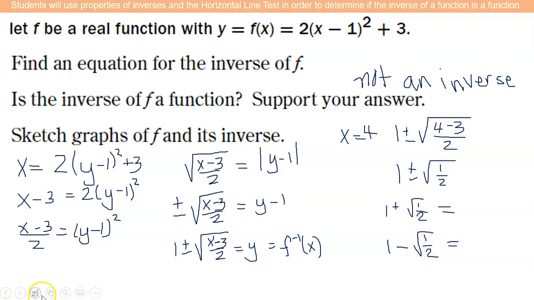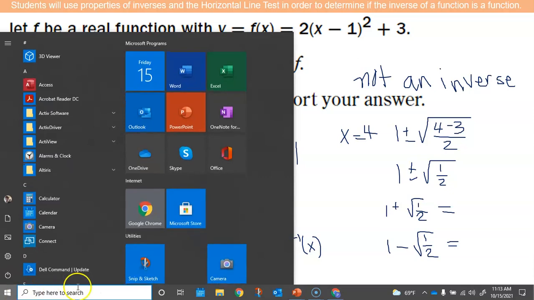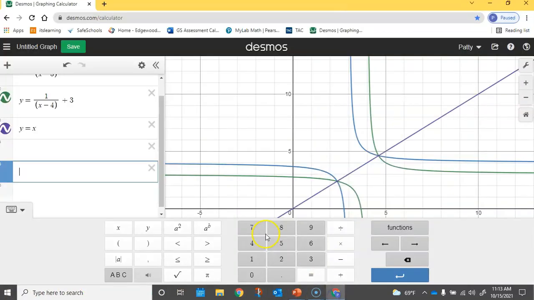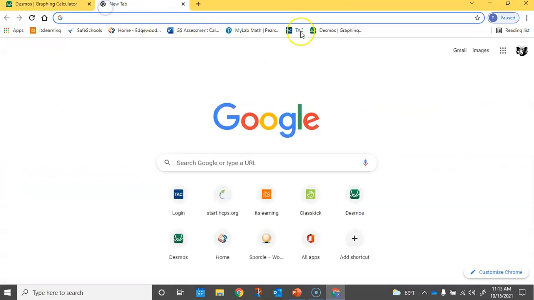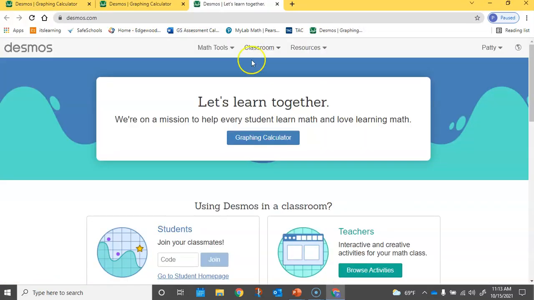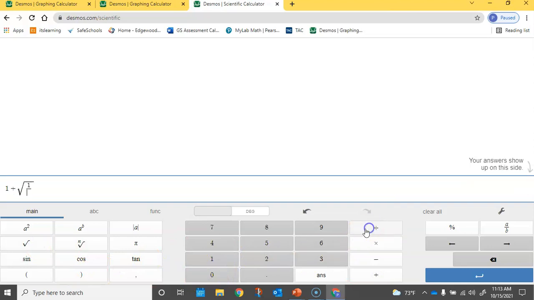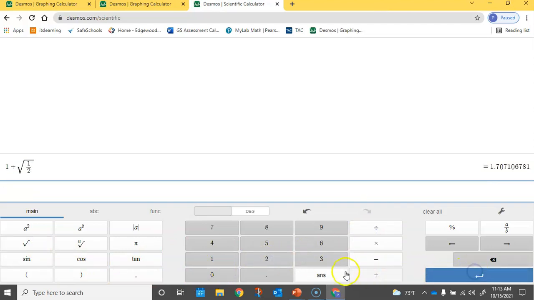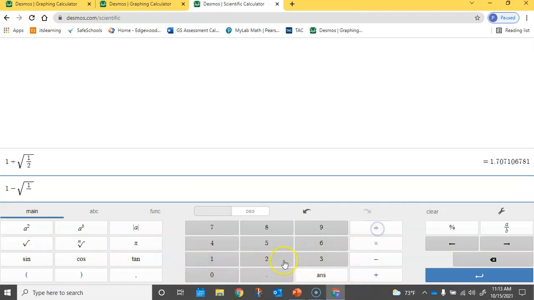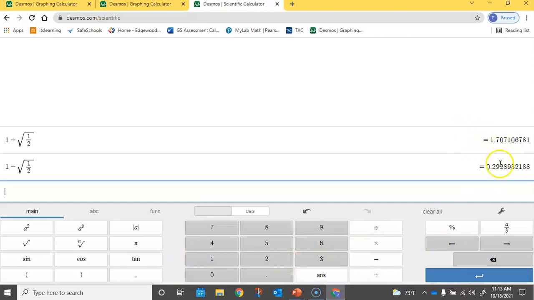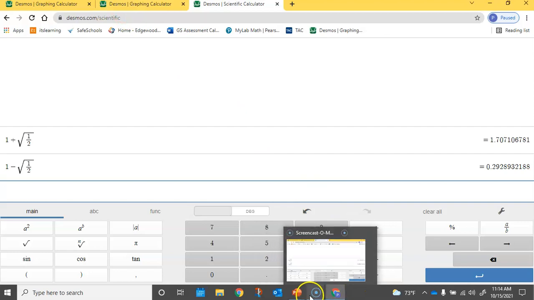And I realize now when I was talking through that, I forgot that I was doing the square roots. So let me just go to Desmos again. I'm just going to do my scientific calculator. I'm going to do 1 plus the square root of 1/2. And then I'm going to do 1 minus the square root of 1/2. And those are two different y values for the same x. So since that x has two y values, it's not a function.